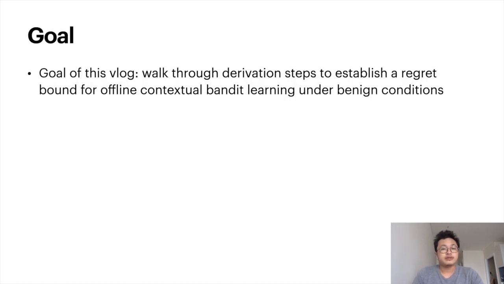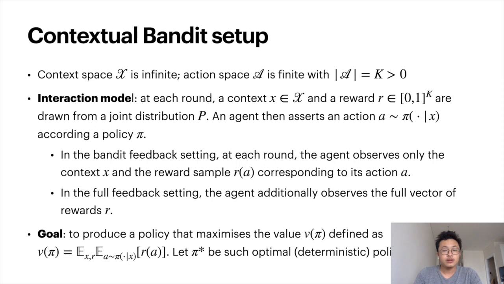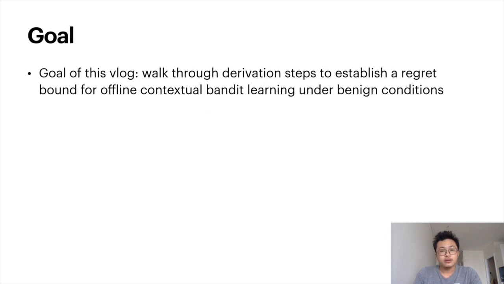The goal of the talk is very simple. I try to walk you through the derivation steps to establish a regret value for offline contextual bandits under benign conditions, which means simple conditions. I will also show you how to use the uniform convergence argument to establish a regret value in this problem.